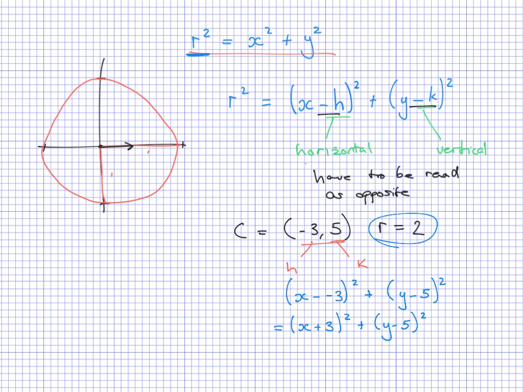Another way, if you don't want to write 4, you could write 2 squared, and that means you can read, straight off this equation here, the r value is 2, the translation is 3 left and 5 up. Keep in mind, these have to be read as the opposites of what you write into the brackets because those negatives are embedded into the formula.